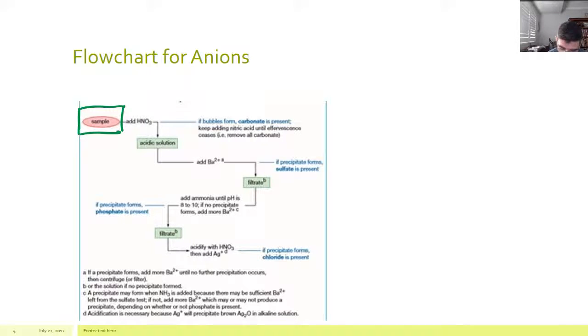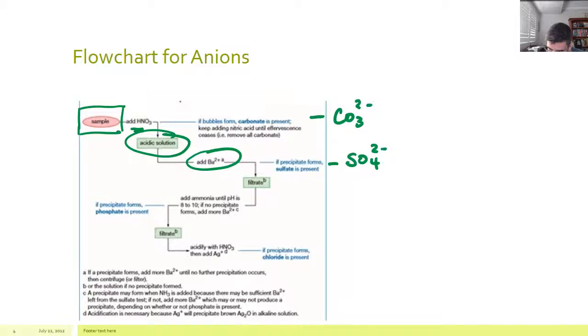So with the sample, the first thing we do is we add our acid, our nitric acid. This becomes an acidic solution. And if bubbles form, then this is the place where the carbonate ions are coming out. If no bubbles form, then we continue. We now have an acid solution. For our acid solution, we add barium ions. If the barium ions produce a precipitate in the acidified solution, then we have sulfate present, and it's barium sulfate that precipitates out. So the positive test here, the substance that we produce is carbon dioxide gas, and in the second case, it's barium sulfate solid.